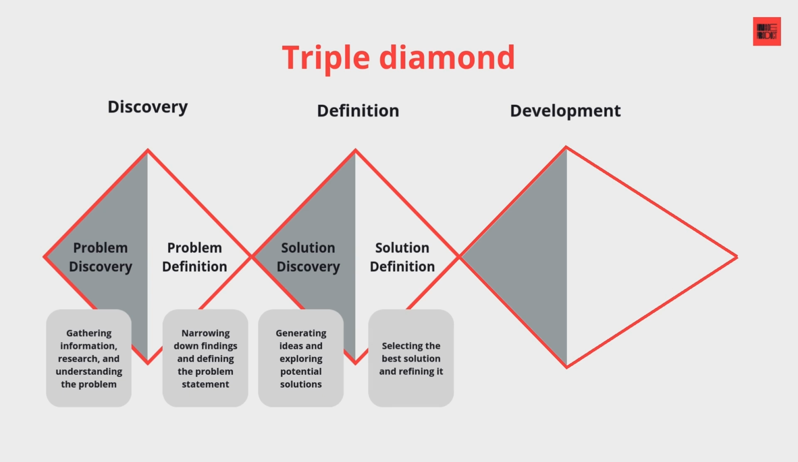And then during the second phase of this diamond, you will look into the convergence. You want to start narrowing down. You want to start defining what is going to be your MVP.